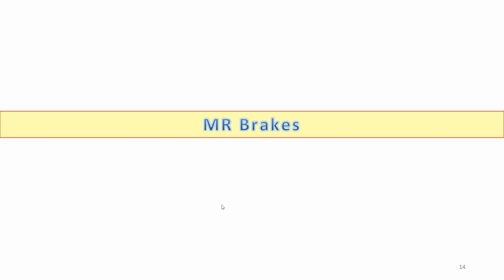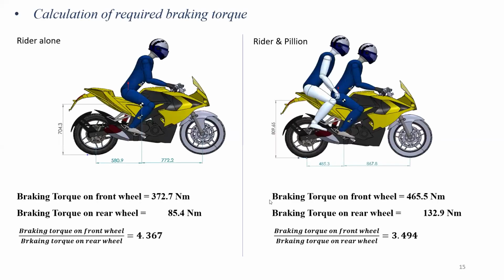Now we will discuss one of the many applications. One of these applications is the MR brake. How this MR fluid can be designed as a brake is the first question that I would like to answer. The brake means the wheel is rotating and we have to stop the wheel. So that means we have to apply the force to stop the vehicle, to stop the wheel.